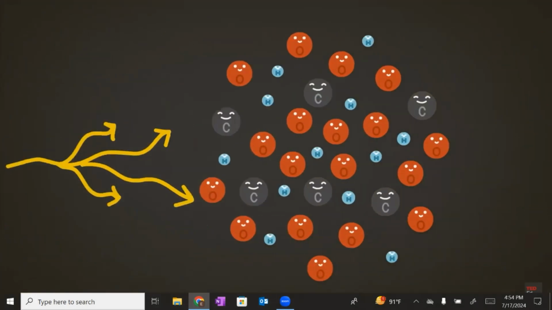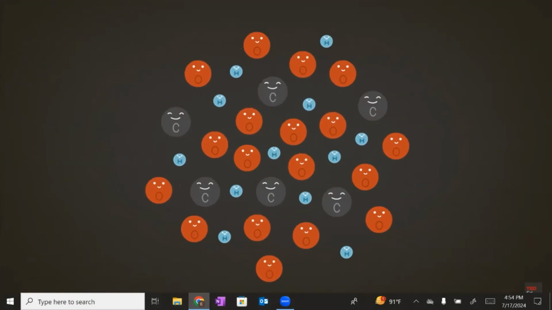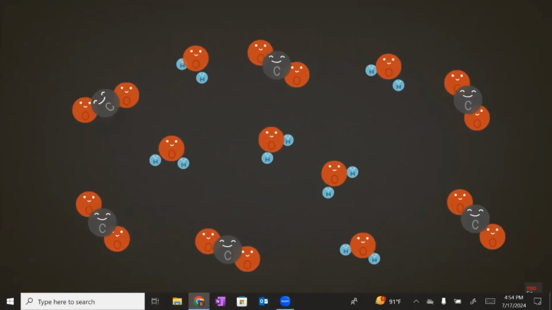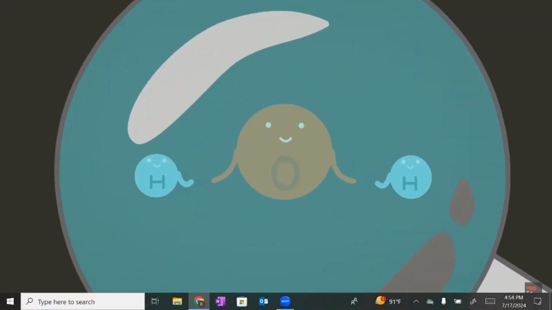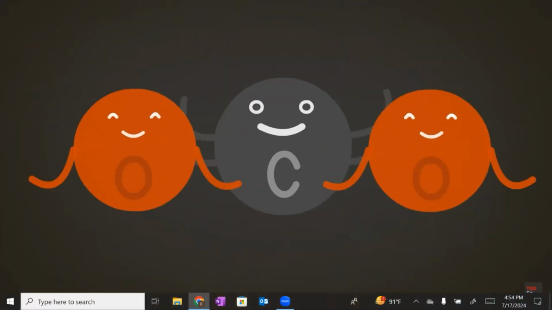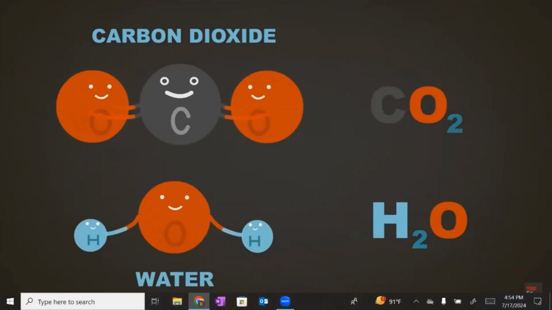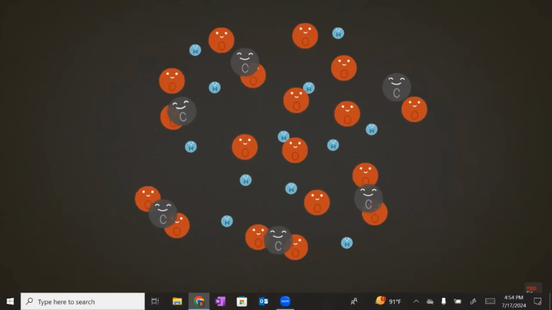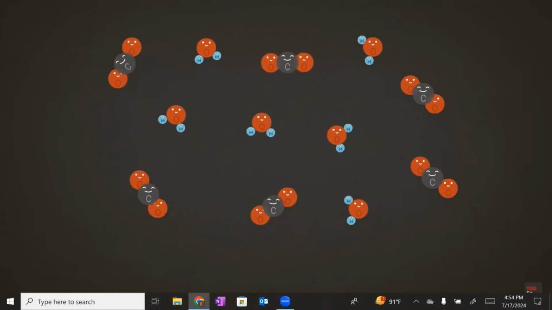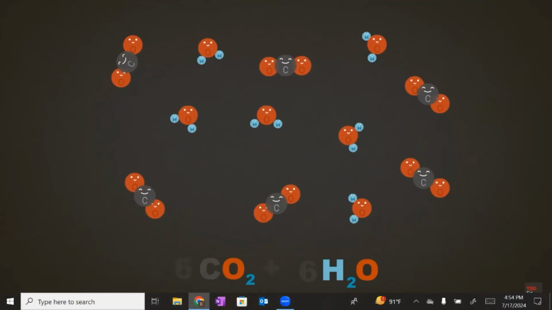With a little energy, our molecules can really get moving. These atoms can bond together to form familiar molecules. Here's water, and here's carbon dioxide. We can't create or destroy mass. We're stuck with what we've got. So what can we do? They have a mind of their own. Let's see. They've formed more carbon dioxide and water, 6 of each.